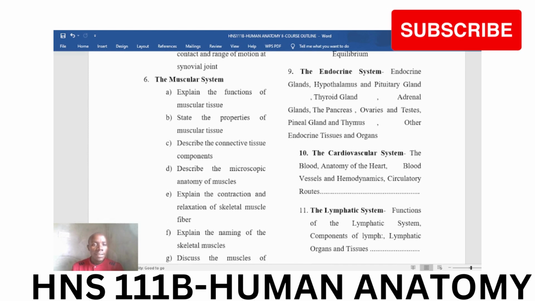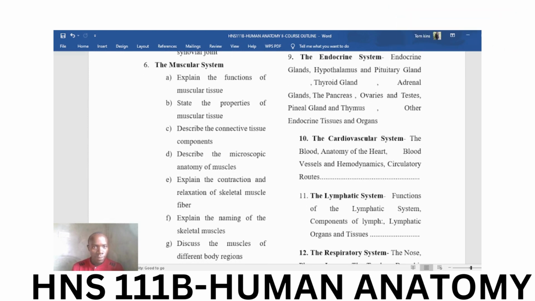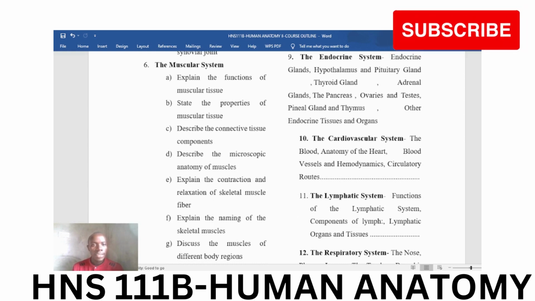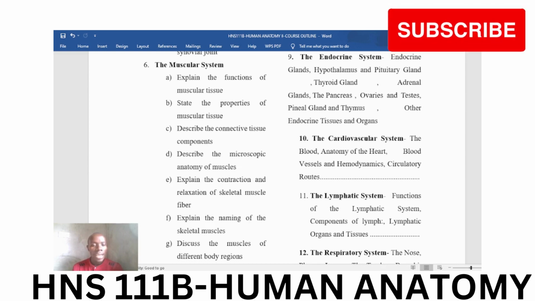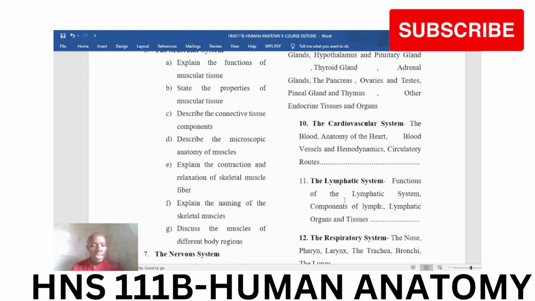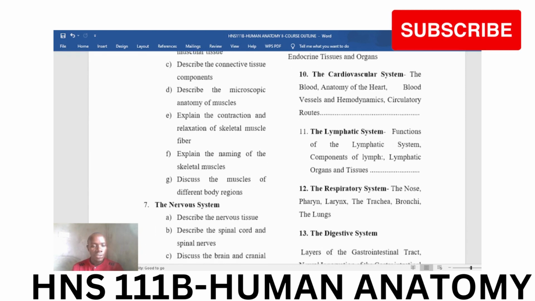Then look at the muscular system. We'll explain the functions of the muscular system, properties of the muscular system, describe the connective tissue components, describe the macroscopic anatomy of muscles, explain the contraction and relaxation of skeletal muscles. We'll explain the naming of the skeletal muscles. How are muscles named? Okay. Then discuss the muscles of different body regions.